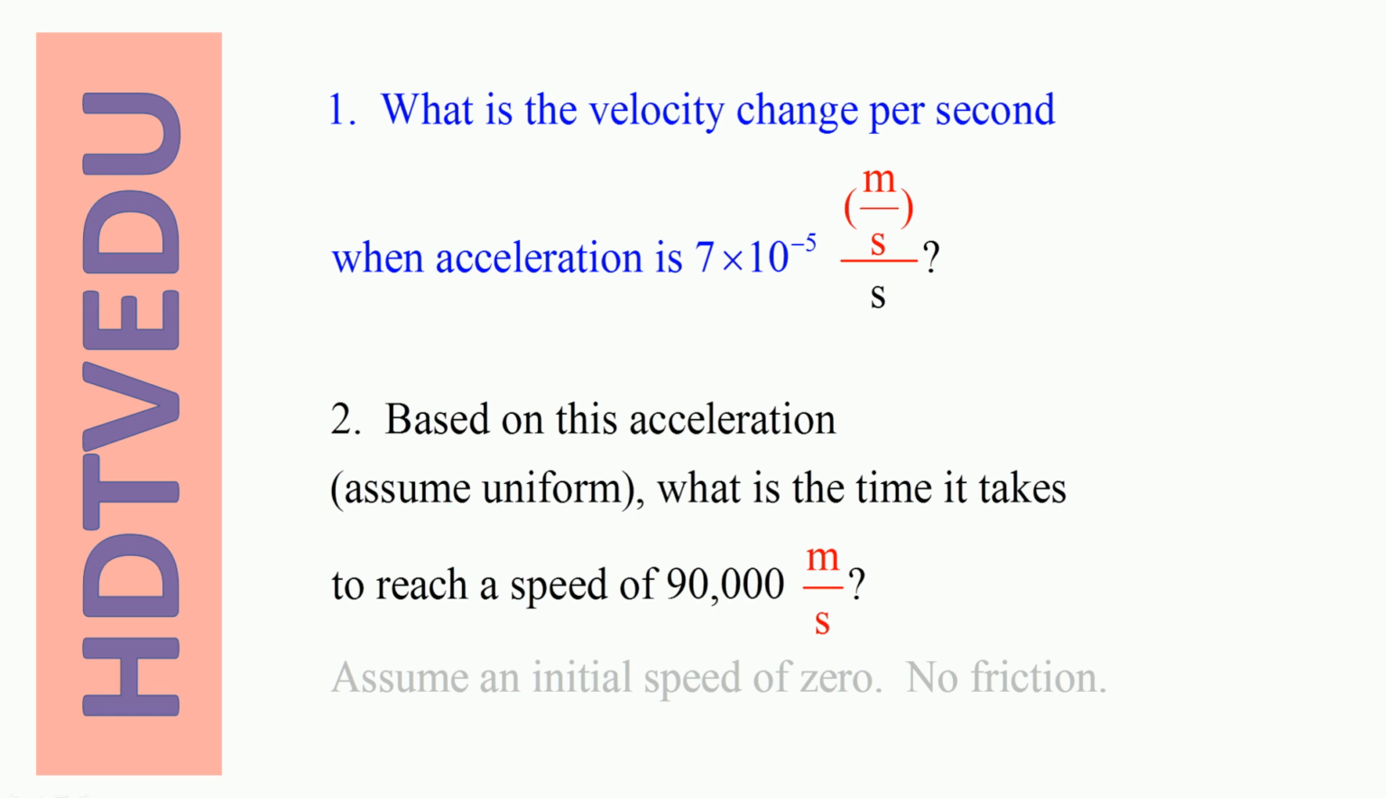What is the velocity change per second when acceleration is 7 times 10 to the power of negative 5 meters per second per second? Number 2, based on this acceleration, what is the time it takes to reach a speed of 90,000 meters per second?